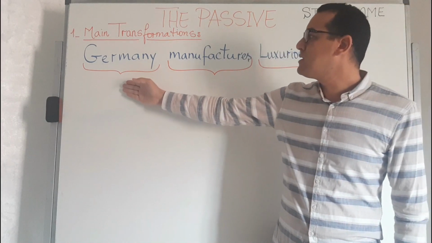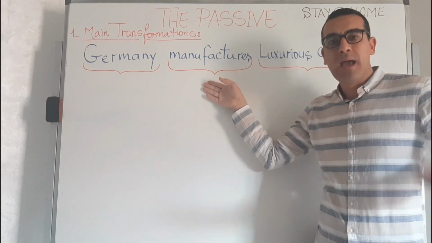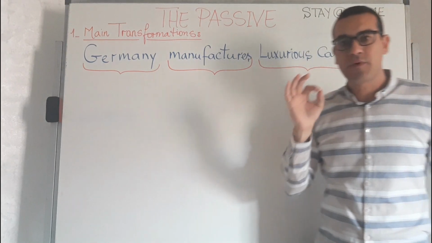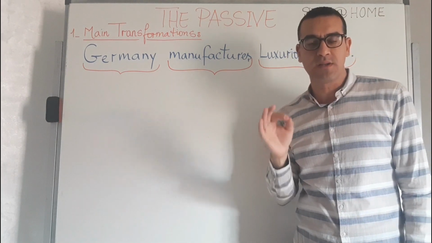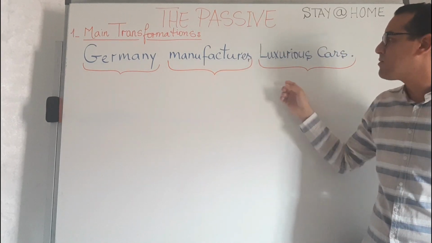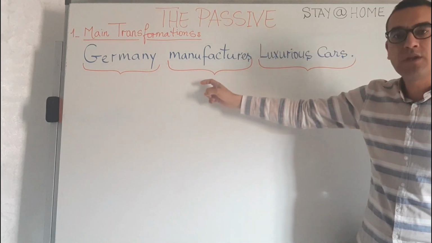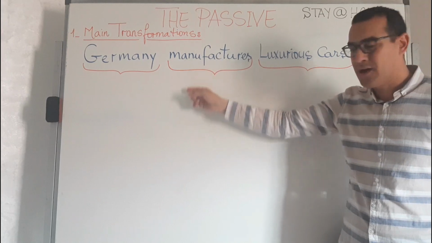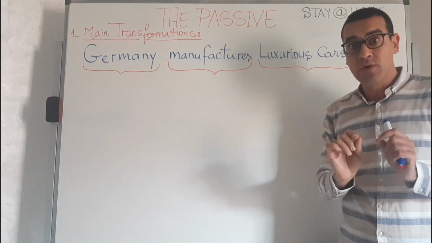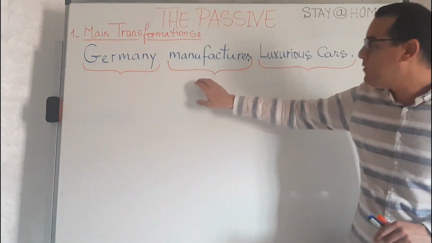So as you can see here, we have an example sentence. We have Germany manufactures luxurious cars. Manufactures means produce or make. The first procedure that learners need to pay attention to is to determine the word categories that they have. We have to determine what word category Germany is, what word category manufactures is, and then what word category luxurious cars is. In other words, to make things very clear and simple, we have to determine the subject, the verb and the object.